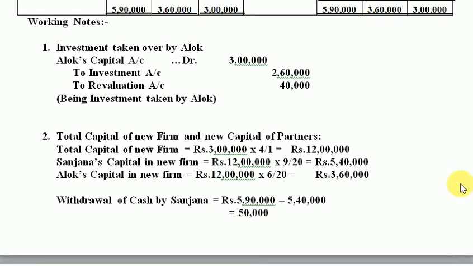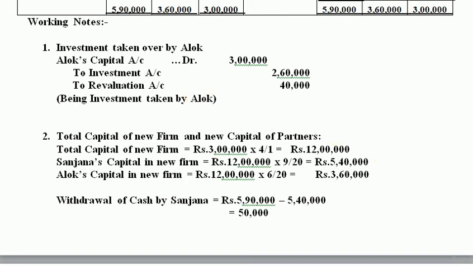And here is the working for capital adjustment we already discussed. And here is the entry for Alok taking over the investment. So Alok's capital account 3 lakh, to investment account with the amount given in the balance sheet 260, to revaluation account 40,000. Because the investment of 260 is being taken over at 3 lakh, so the firm gets a profit of 40,000 which is credited to revaluation account.